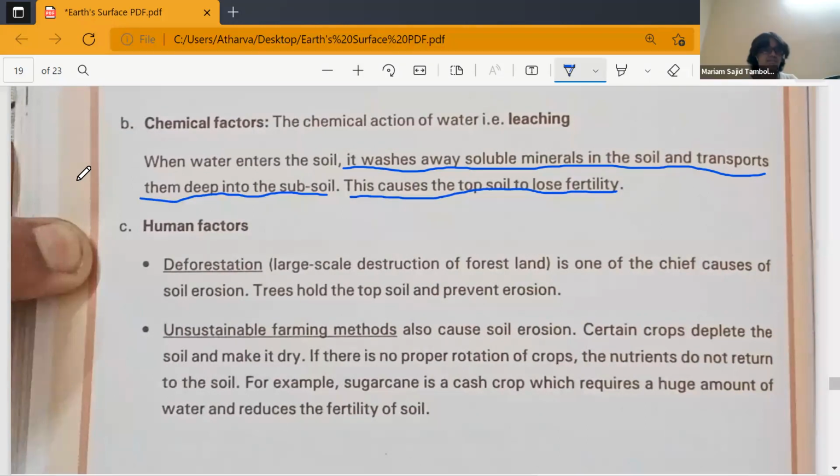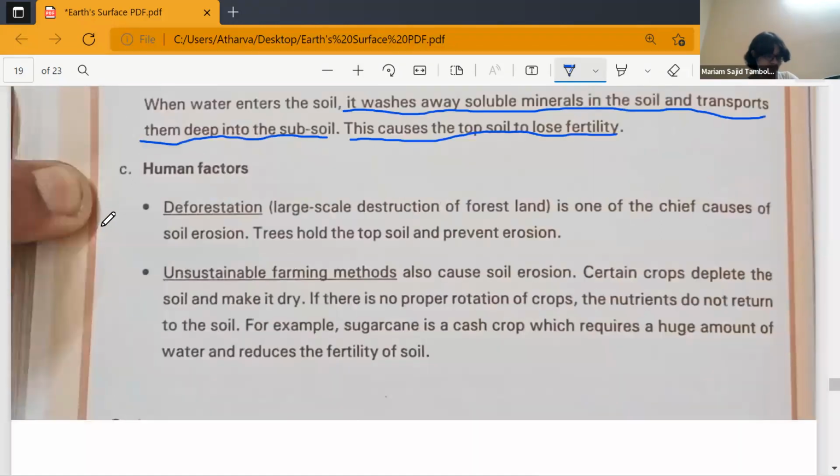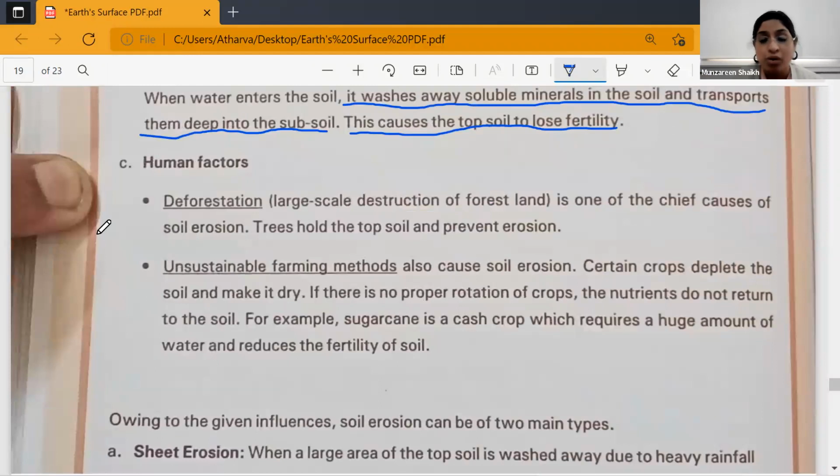Yes? Yes, ma'am. Now let's see what are the human factors responsible for soil erosion. Now, plants play a very important role. In places where you do not have plants, you can see lots of soil erosion taking place. So the human factor is deforestation. What are people doing? Large scale destruction of forest land is one of the chief causes of soil erosion. Trees hold the topsoil and prevent erosion.